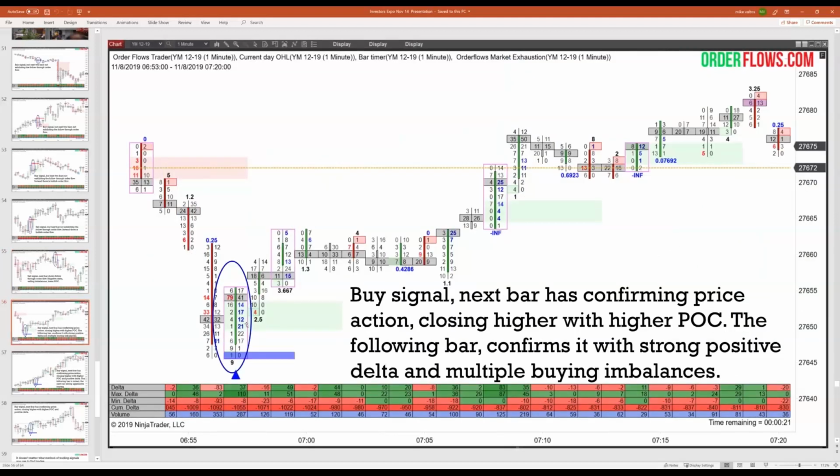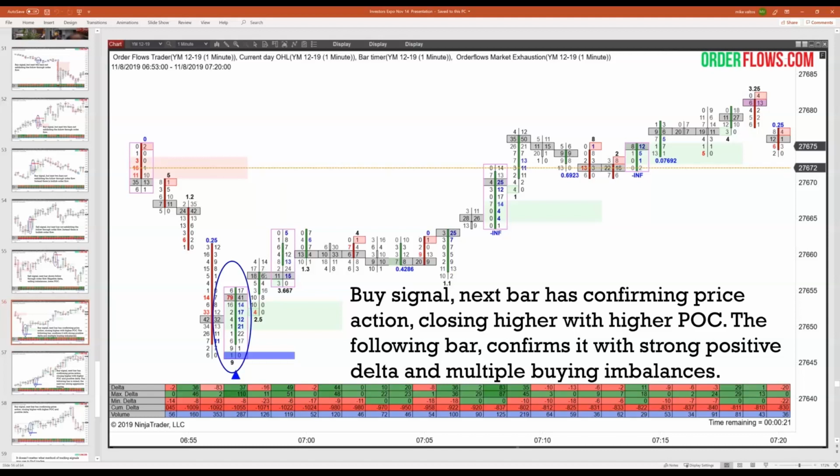Here's a beautiful buy signal, right? You got stacked buying imbalances, you've got positive delta, you're at your low. Next bar comes in, pulls back a little bit into the stacked buying imbalance, which is an order flow trade setup that you like to see. You got a higher point of control, but you got that negative delta. That's just something lingering, a question mark over your head, but then the next bar just kills that. 3 buying imbalances, higher high, higher low, strong positive delta.